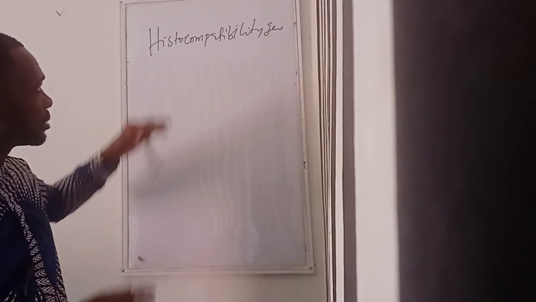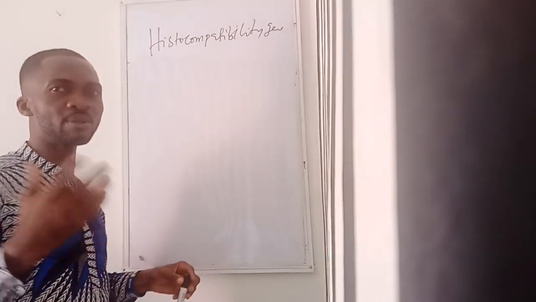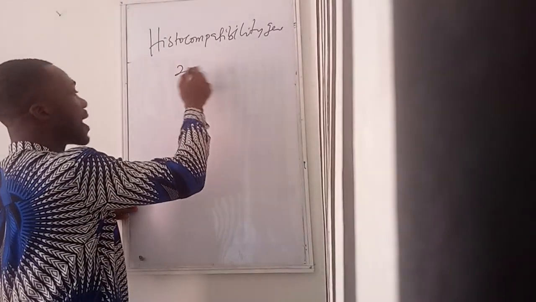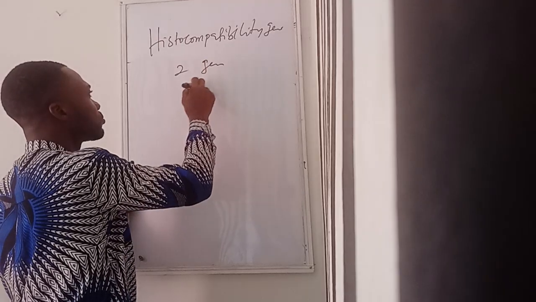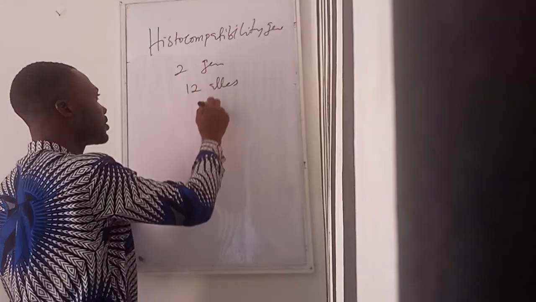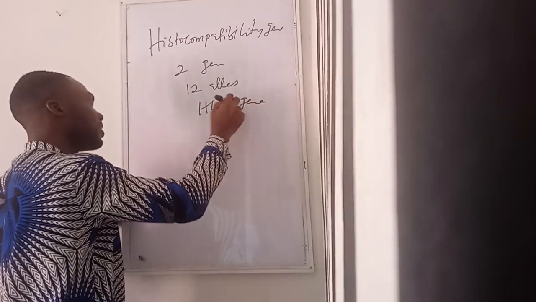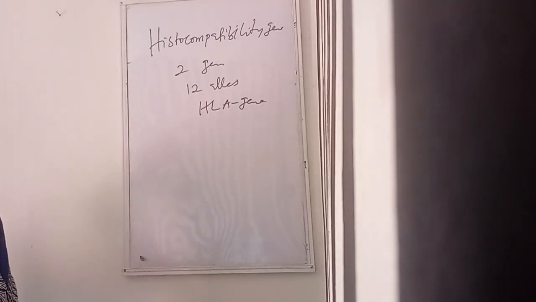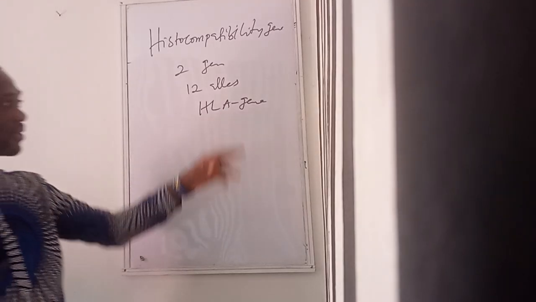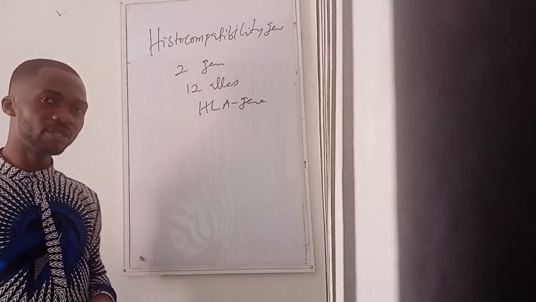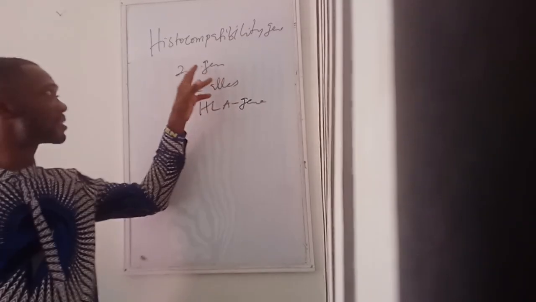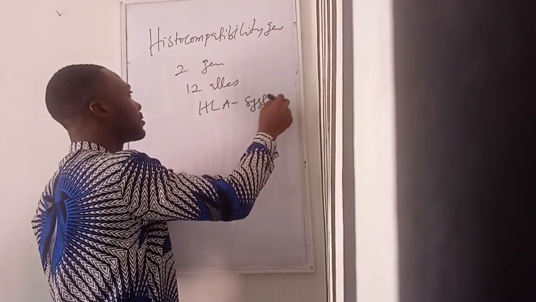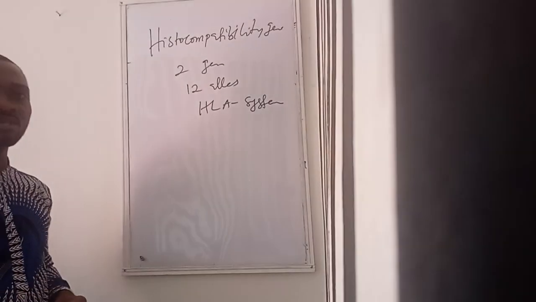So this gene that either accepts or rejects tissue and organ transplant is made up of two genes with 12 different alleles. It's called the HLA gene, histocompatibility leukocyte antigen. The HLA system is made up of two different genes and 12 alleles.